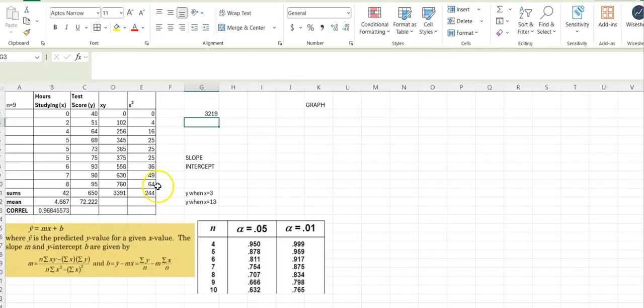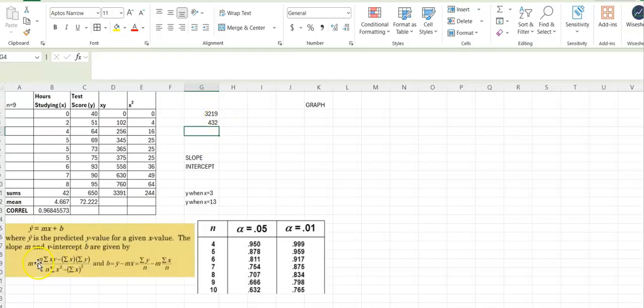To calculate the denominator, equal n, which is 9, and I'm going to multiply that by the sum of the x squared. So here's x squared, the sum is right here. And from that, I'm going to subtract the sum of the x's, and that is going to be squared. So from that, I'm going to subtract the sum of the x's, which is right here, and I'm just going to multiply those two things together, and that is squared.